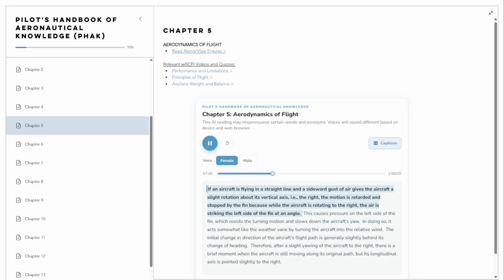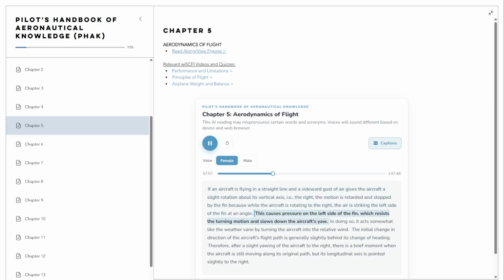If an aircraft is flying in a straight line and a sideward gust of air gives the aircraft a slight rotation about its vertical axis, i.e., to the right, the motion is retarded and stopped by the fin because while the aircraft is rotating to the right, the air is striking the left side of the fin at an angle. This causes pressure on the left side of the fin, which resists the turning motion and slows down the aircraft's yaw.